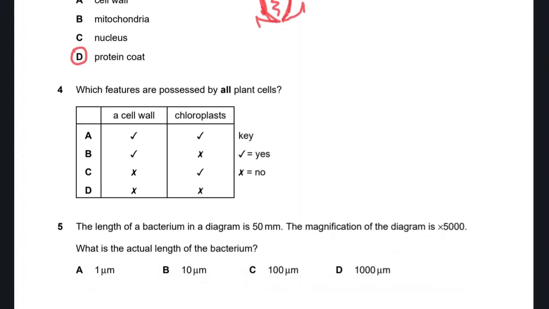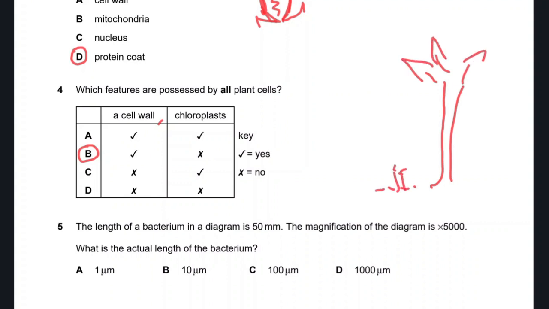Which features are possessed by all plants? All plants have a cell wall, this is right, and chloroplast. Some of the plants don't have chloroplast. B is the right answer. Why don't some of them have chloroplast? Because there are some small parasitic plants which get food from other plants. They are parasitic plants, they don't have chloroplast.